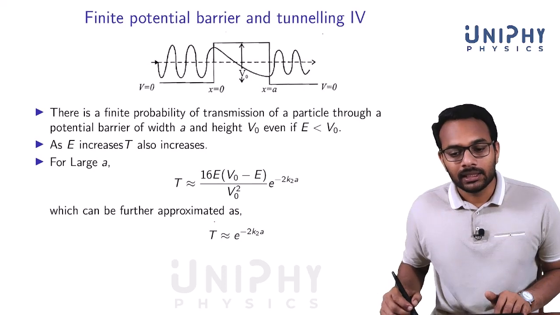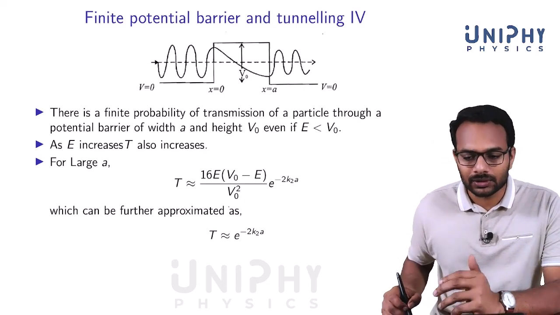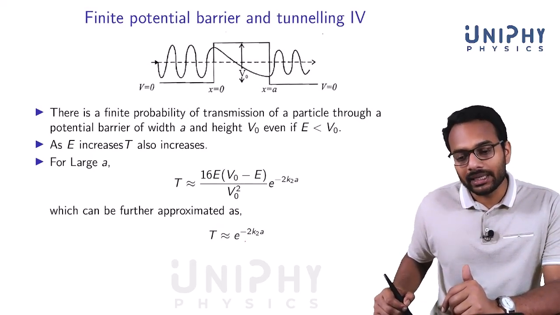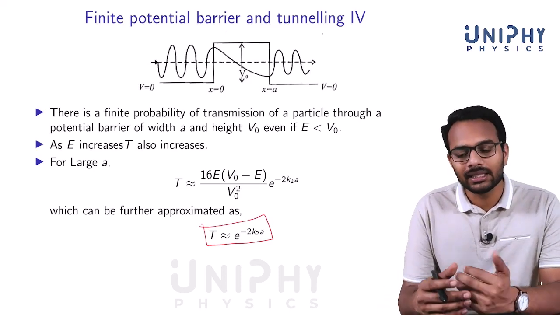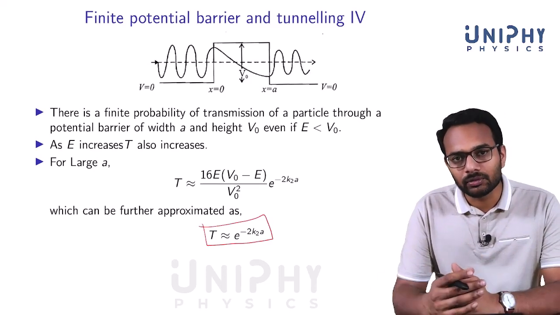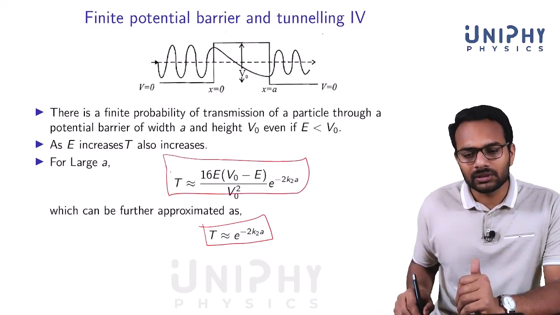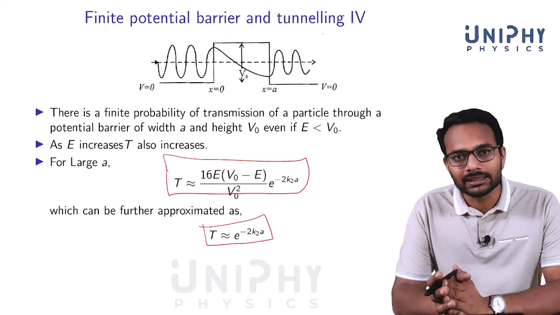Now it can further be approximated. Even if A is huge, we can further approximate this as T equals e raised to minus 2 k2 a. Sometimes this formula is sufficient. You can look at the problem and decide which formula is more suitable. So I want you to memorize these two formulas, which should suffice for us to solve most of the problems that appear from this section.